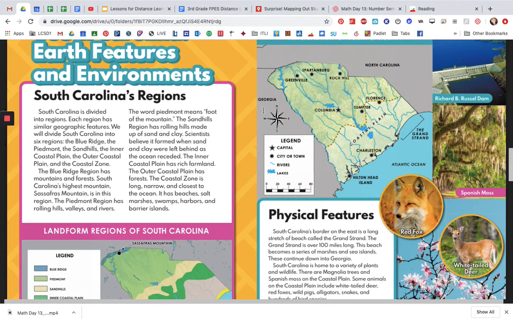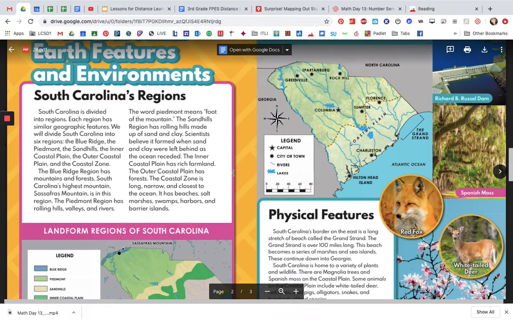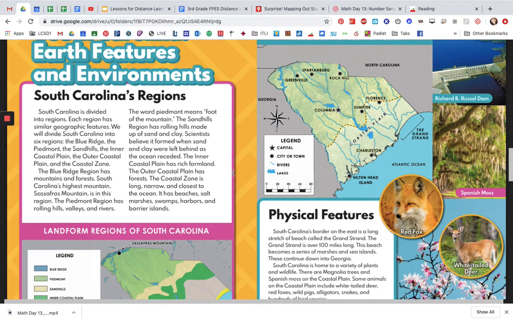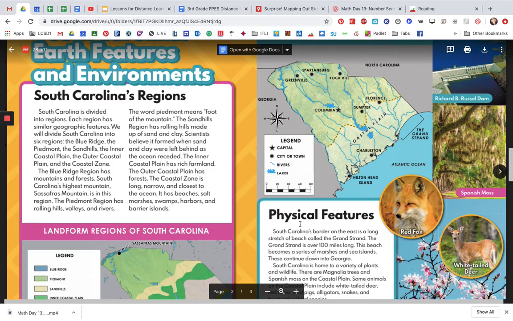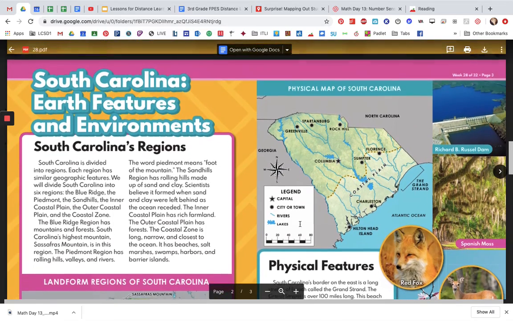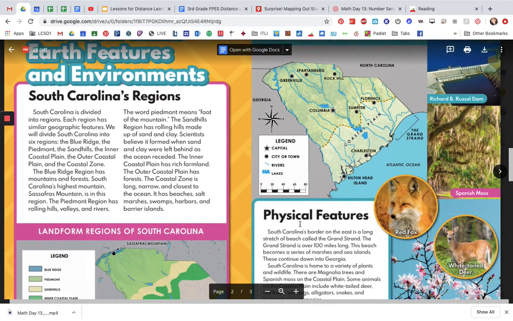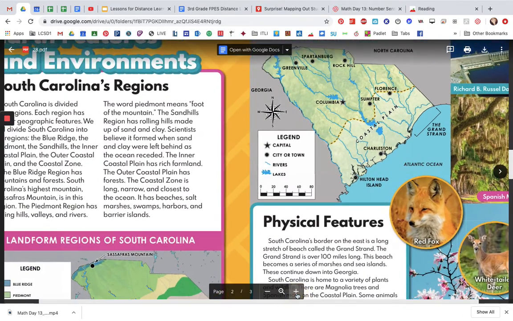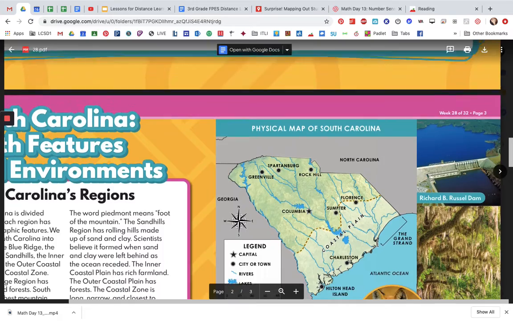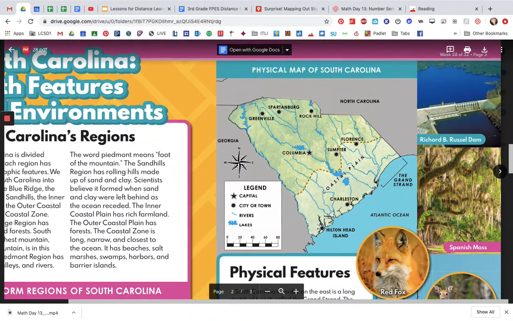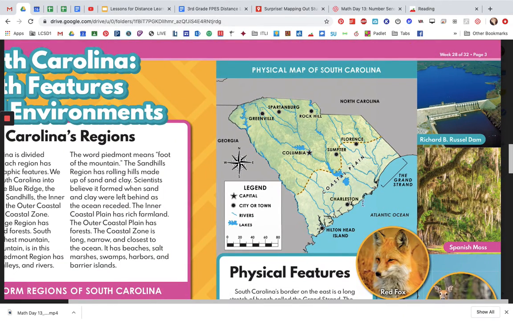So now I'm going to move on to day 15. Day 15 wants us to read the physical features here in South Carolina's earth features and environment. So we're going to go right over here to these physical features. I'm going to try to see, maybe blow it up a little bit more. All right. So I'm going to get started reading.